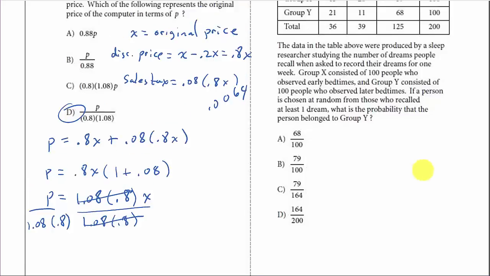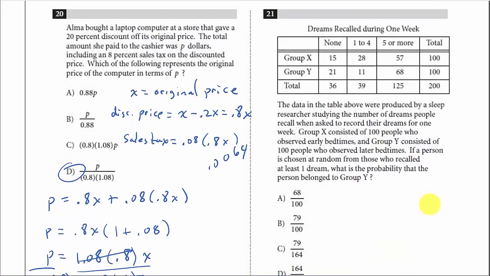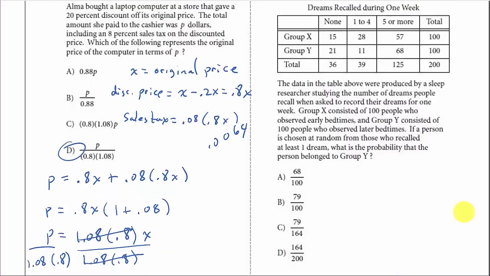All right, so let's look at the next one. Dreams recalled during 1 week. It says the data in the table above were produced by a sleep researcher studying the number of dreams people recall when asked to record their dreams for 1 week. Group X consists of 100 people who observed early bedtimes, and group Y consisted of 100 people who observed later bedtimes. If a person is chosen at random from those who recalled at least one dream, what is the probability that the person belonged to group Y?